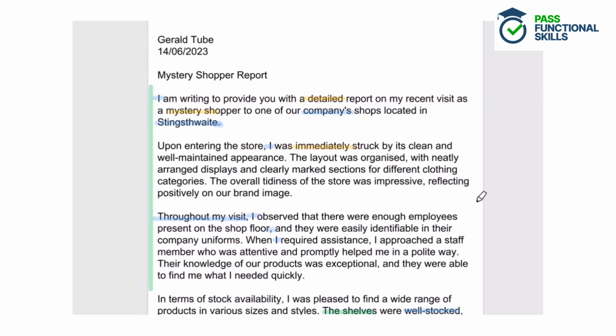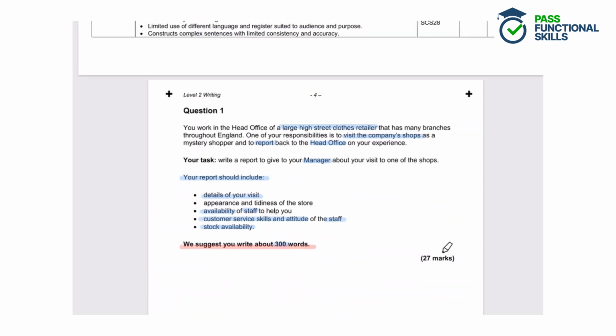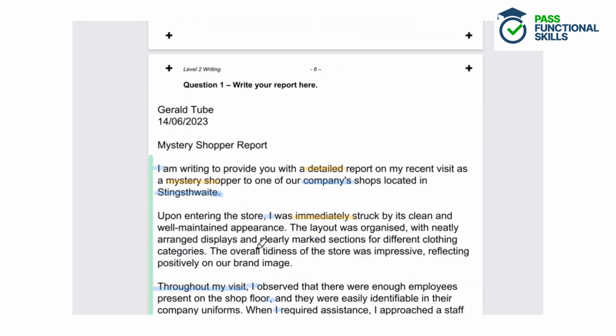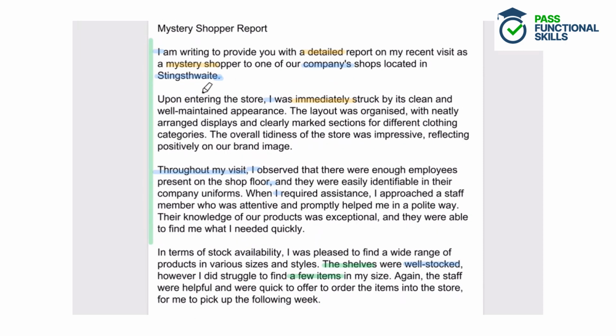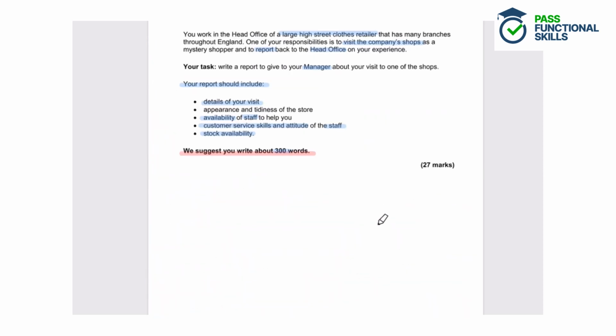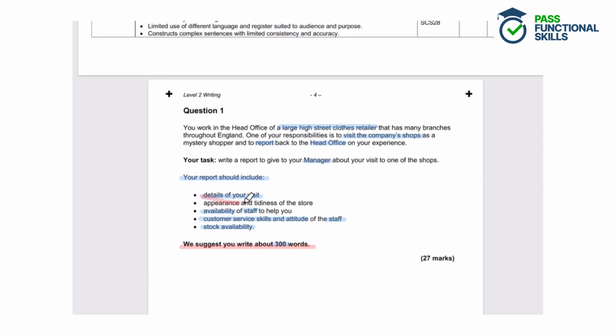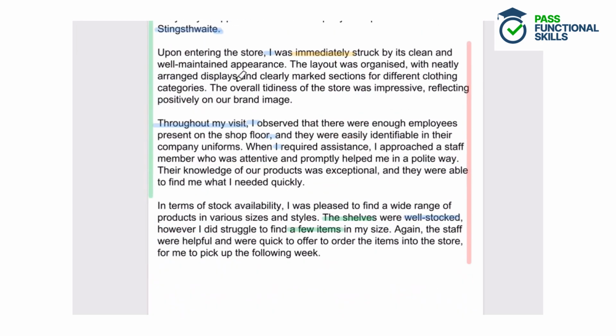So this answer uses appropriate detail because it's addressing all of the bullet points in the question. So we've got details about the visit to start with. They're talking about the visit here all the way through, explaining what they saw, what they experienced throughout the visit. So they've definitely covered the details of the visit. Let's look at the appearance and tidiness of the store. Well, that's definitely been addressed here. Clean and well-maintained appearance, organized and neat.